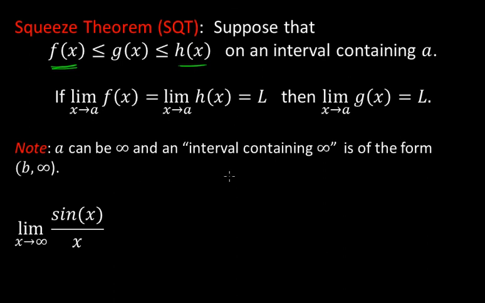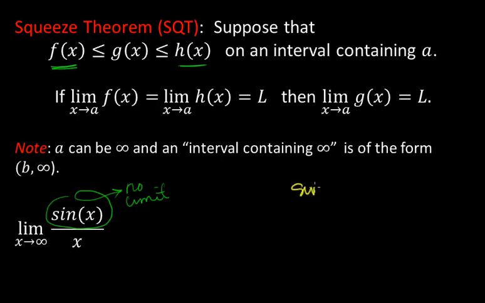Note a can be infinite, and an interval containing infinity is just an open interval of the form b comma infinity. So let's look at this one. Sine x over x as x approaches infinity. Well, here, the numerator, I can't say it has no limit, right? It's not becoming unbounded. It's wavering around between 1 and minus 1 forever. So I can't use the different ideas that we've talked about when we have the quotient of two functions. It doesn't work.